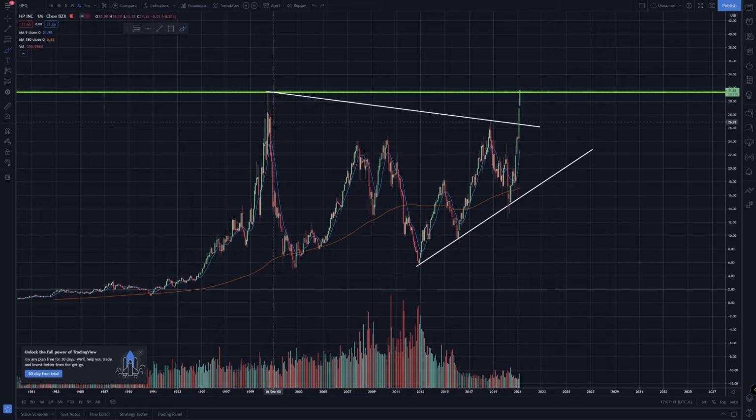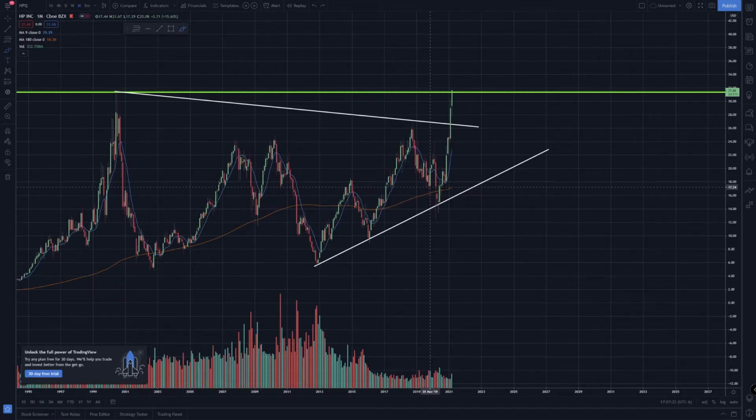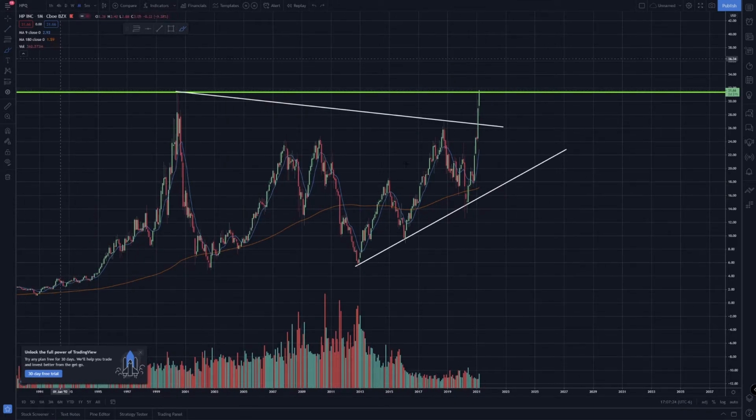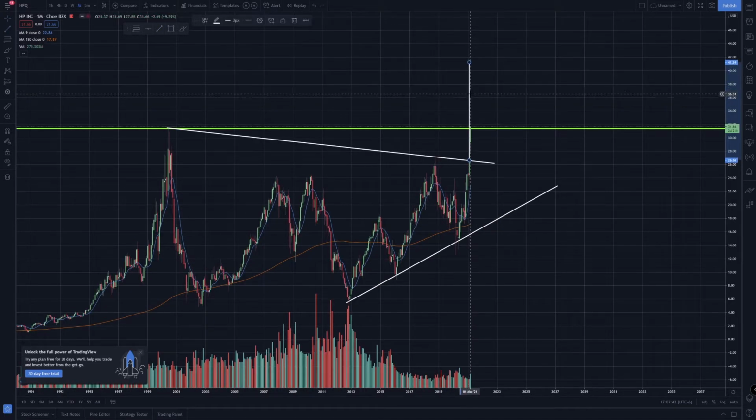Alright, so we're looking at HPQ and it's been traveling in this sideways triangle pattern. And we broke right here. I talked about this in my last video. I've been targeting from right here to right here, which takes us up to around $40, $41 approximately.